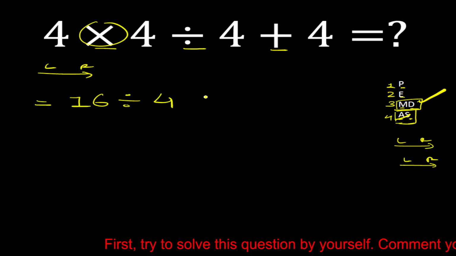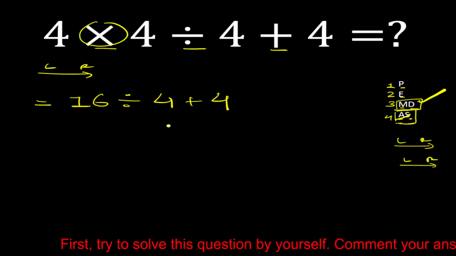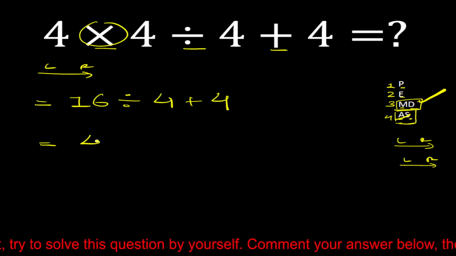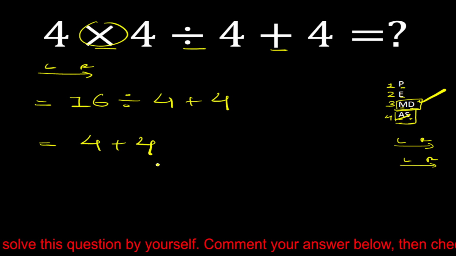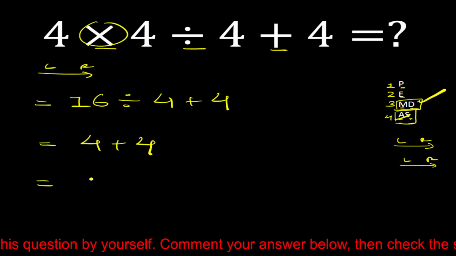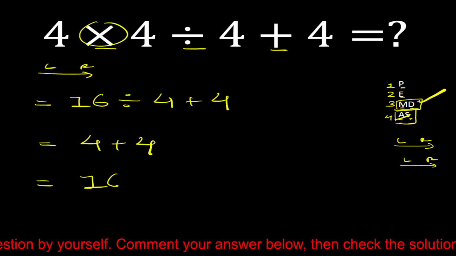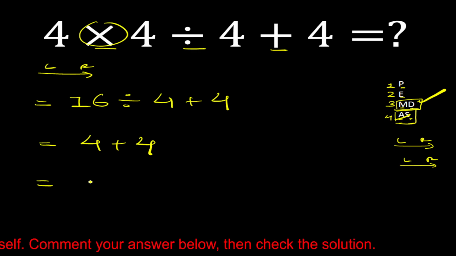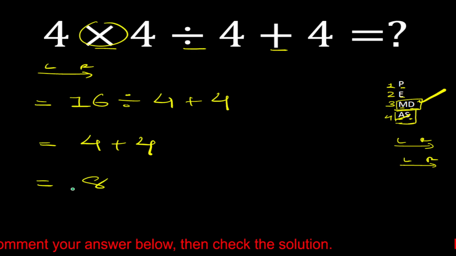Divide by 4, plus 4. So now 16 divided by 4 is equal to 4, plus 4. So now 4 plus 4 is equal to 8. Okay. So the correct answer is 8.